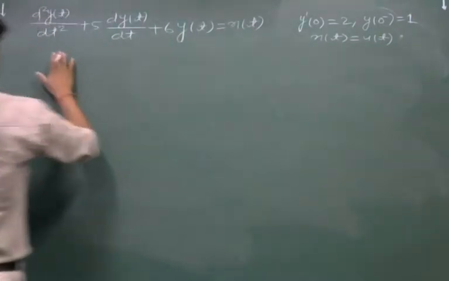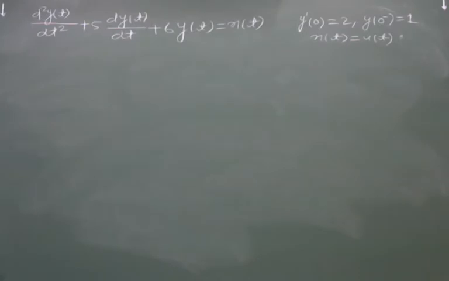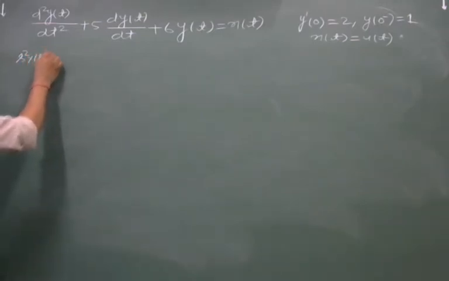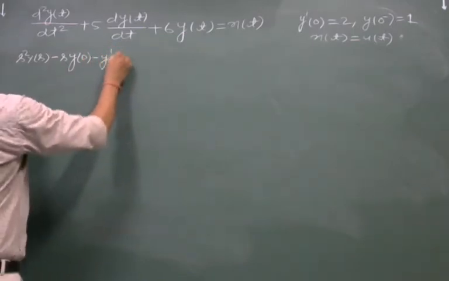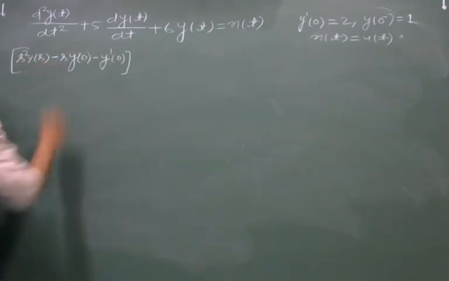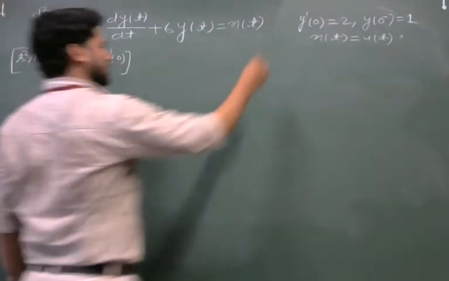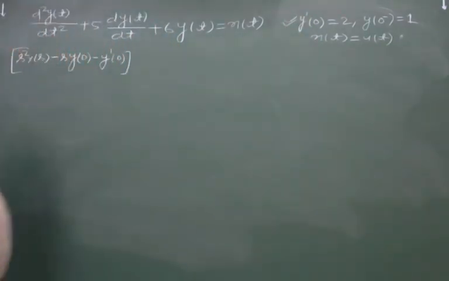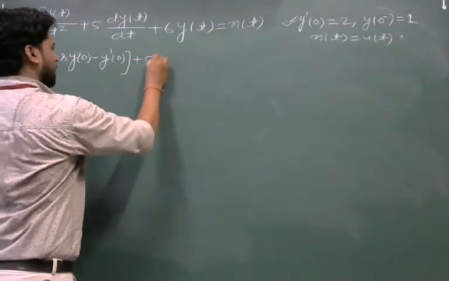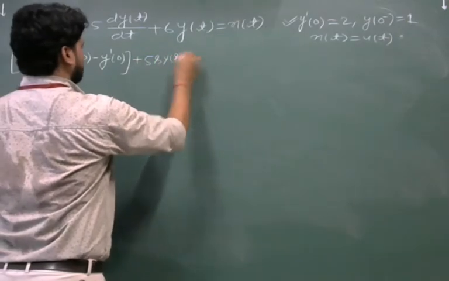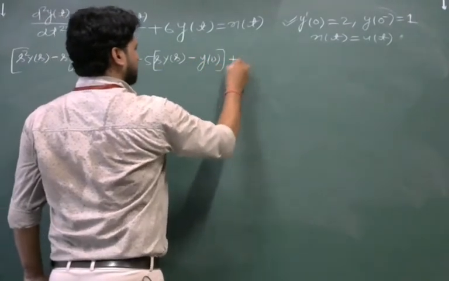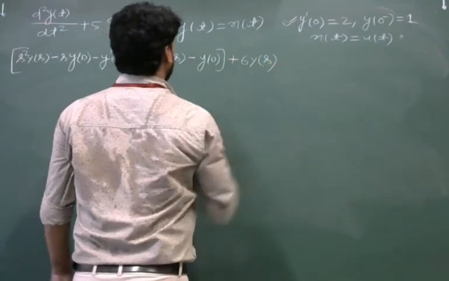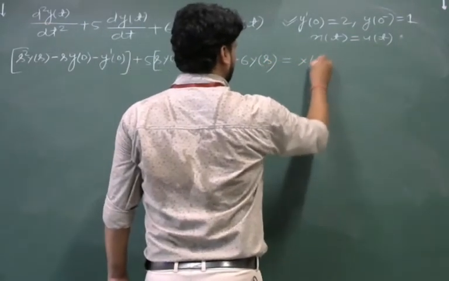Now take the Laplace transform of both sides of this given equation, which will be equal to s² Y(s) - s·y(0) - y'(0), and we have to consider the initial conditions also here, because initial conditions are given, plus 5 times (s·Y(s) - y(0)) plus 6 times Y(s) is equal to X(s).